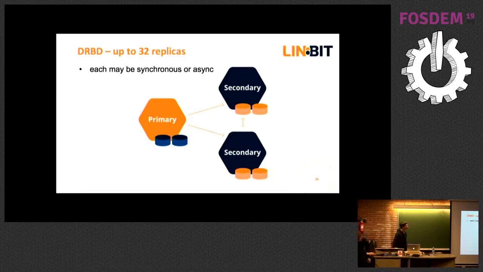So normally what we see at our customer sites is 3 times replication, maybe 4 times, and very seldomly maybe 6 times if you have multiple data centers. The typical case is still 2 or 3 replicas. So you have a primary and 1, 2 secondary, something like that, per resource. So you can have multiple resources, and each of those resources can have multiple volumes. That's the idea behind DRBD.